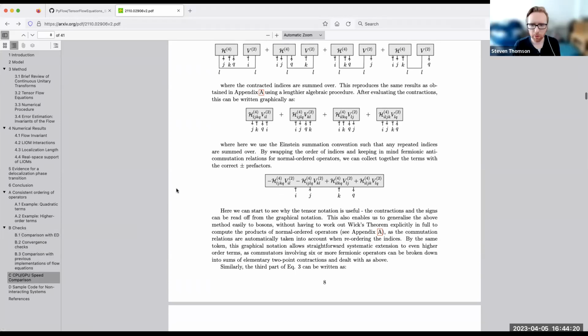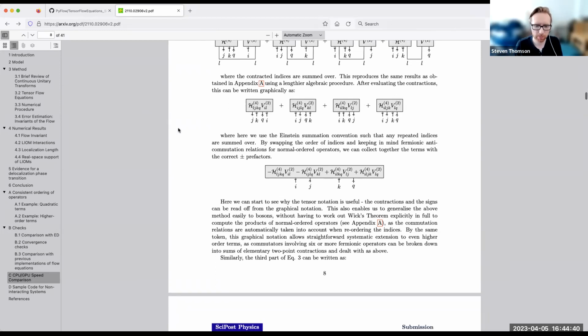So I think at the moment it can do a 12 site system in under a minute. 16 sites is something like 5 minutes. And then by the time you start pushing what you can do with exact diagonalization on a regular computer, like maybe 18 sites, the flow equations start to become slightly faster than ED, certainly faster than just doing this all on CPUs.